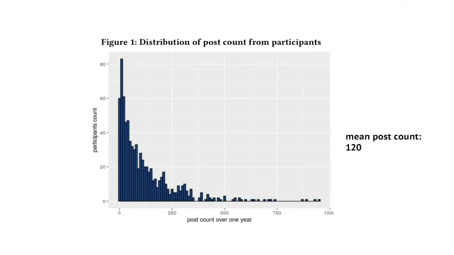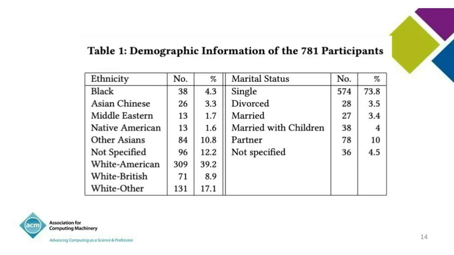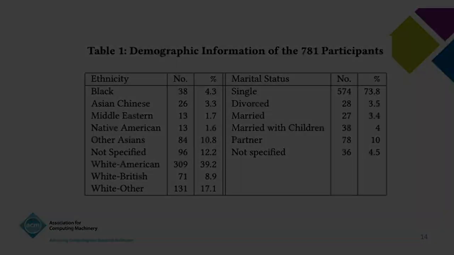This figure shows their post count for 1 year. On average, our participants are 26 years old. 43% of them were male and 57% of them were female. Here are the ethnicity and marital status of our participants. We can see most of them are white, single women. People of other skin colors were highly underrepresented in this dataset.